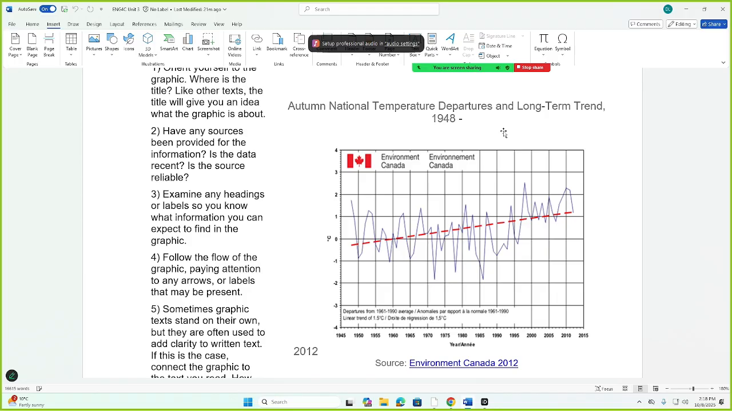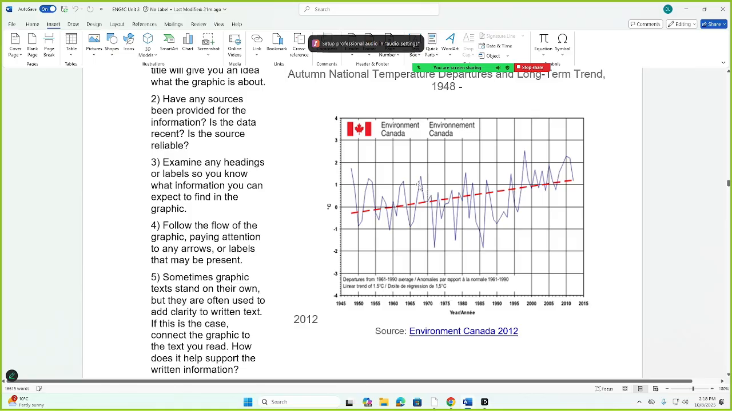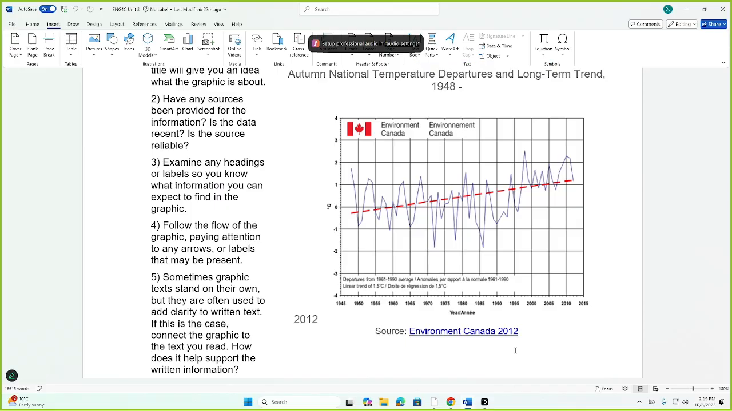Number 2, have any sources been provided for the information? Is the data recent? Is the data reliable? So there is a source right there. We have a link to Environment Canada 2012. So we know right away that, well, geez, it's 2026 now. There's data missing, and the reason is that the information from this course was compiled a while back. But that's fine. We don't need to update this. It's just an example. It's just something to illustrate.